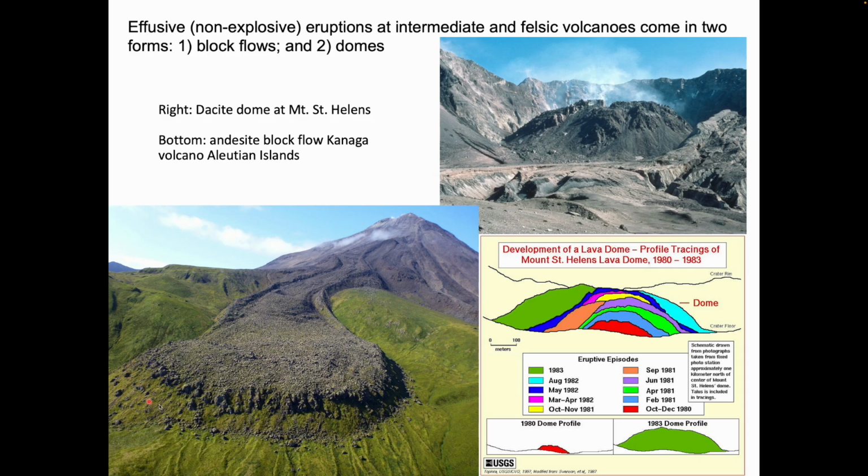You can see it's a little bit more fluid. It flows a little bit further. It doesn't just pile up by the vent and make a big dome. A dome is just a big pile of your lava that is incapable of flowing away from your vent.